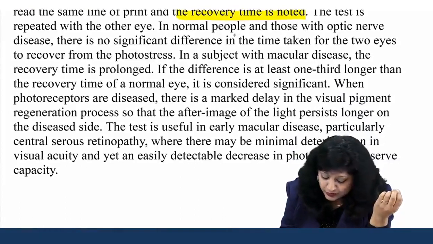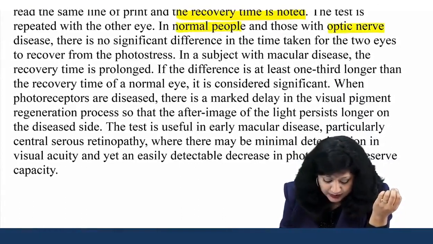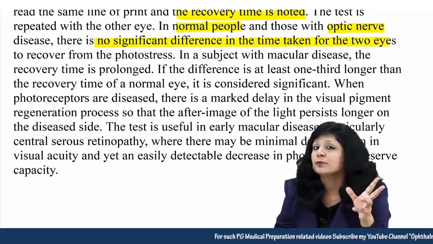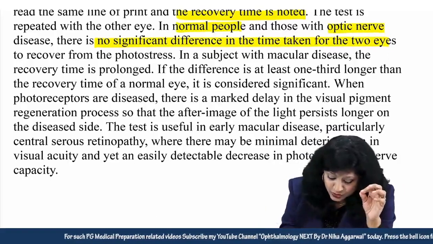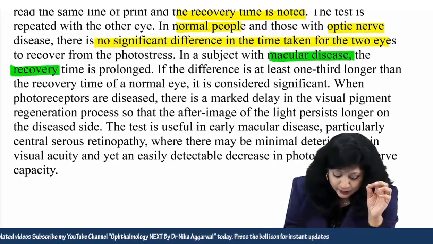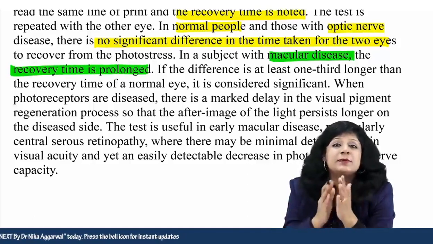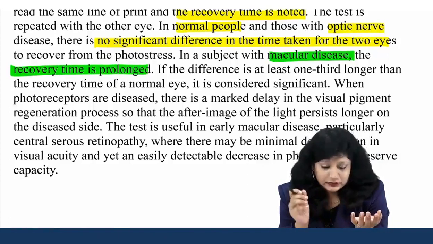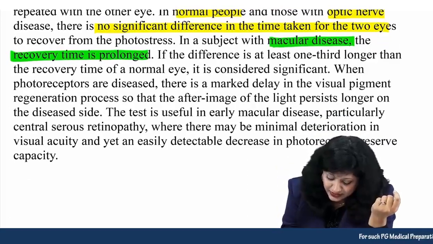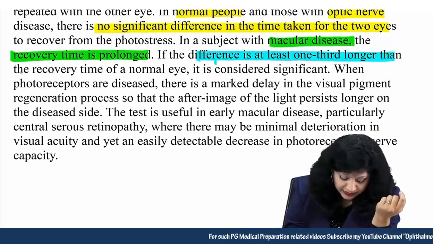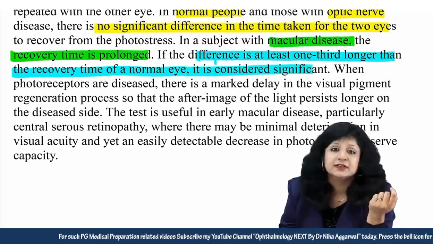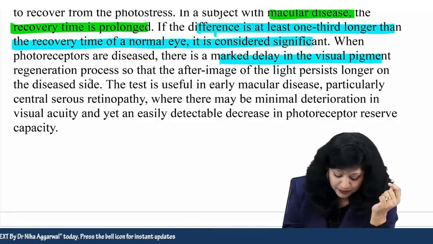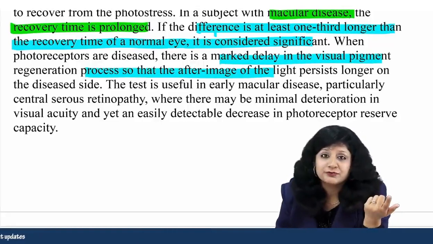Okay. Now in normal people and those with optic nerve diseases, no significant difference will be there, and they will be recovering soon from this photo stress. But in a patient who is having macular disease, this is prolonged, and this is how we are differentiating between the macular pathology and the optic nerve pathology. A very, very important thing: if the difference is at least 1/3 longer than the recovery time of a normal eye, it is considered to be significant. Now when the photoreceptors are diseased, there is a marked delay in the visual pigment regeneration process, and that is why the recovery is delayed.